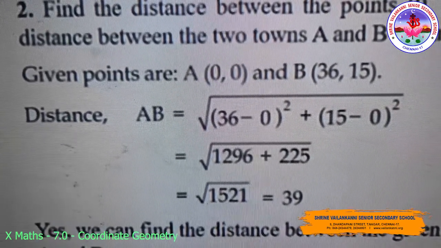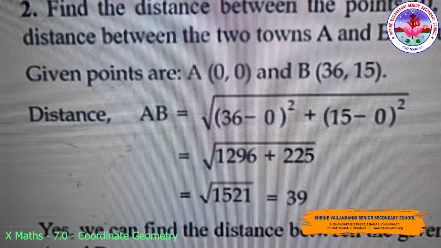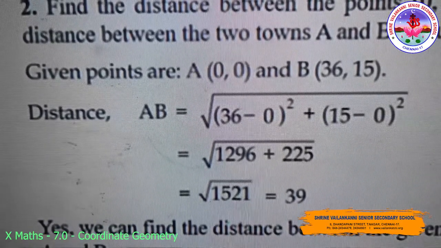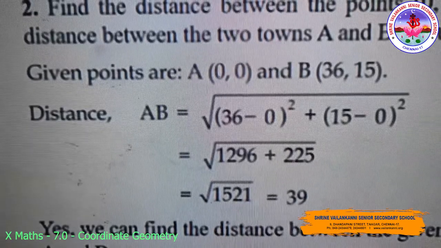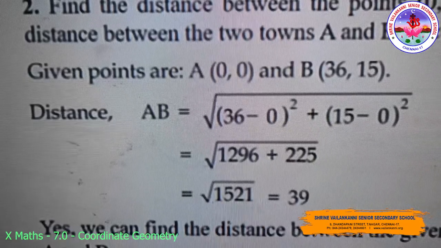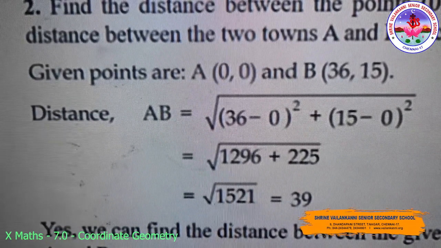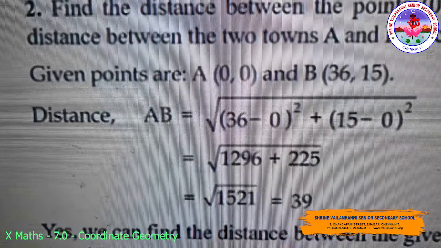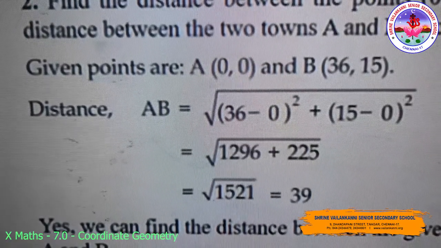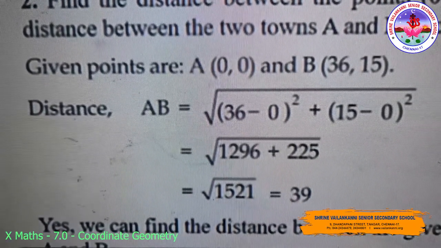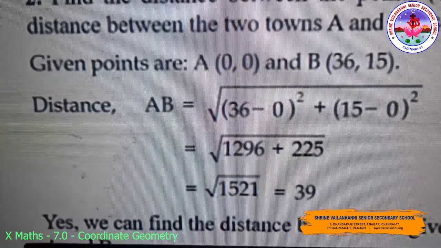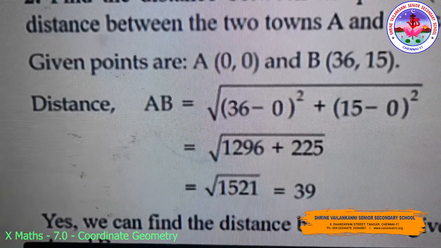So the distance of AB is equal to square root of x2 minus x1 the whole square plus y2 minus y1 the whole square. So 36 minus 0 the whole square plus 15 minus 0 the whole square, which is equal to 36 square plus 15 square. Where 36 square is 1296 plus 15 squared is 225. Adding these two, I will be getting square root of 1521, which will be equivalent to 39. So the distance of AB will be 39. So I can say that yes, we can find the distance between the points AB.